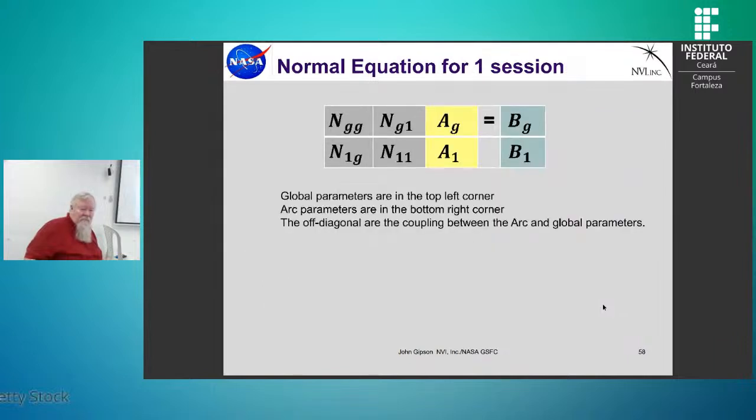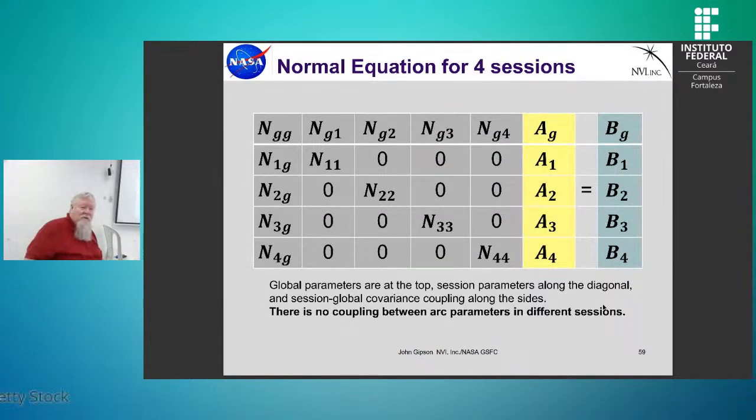If I combine, say, 4 sessions, then I have a matrix that looks like this. So I have this global parameter at the top, and then I have this diagonal term, which is just all the local things. And then on the off diagonals, I have couplings between the global and the local parameters. One important factor here is that there's no coupling between the arc parameters on one day and on another day.